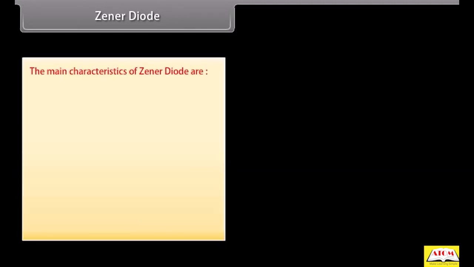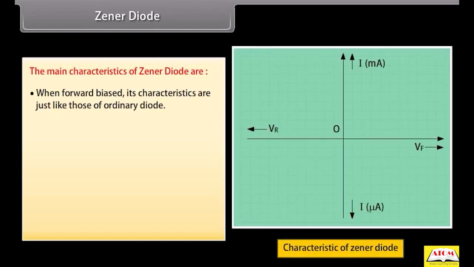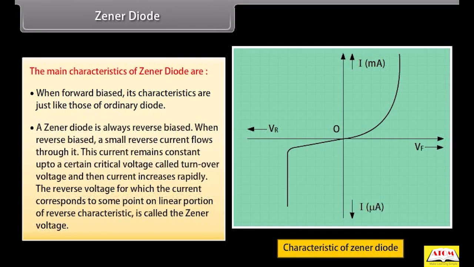The main characteristics of Zener diode are: when forward biased, its characteristics are just like those of an ordinary diode. A Zener diode is always reverse biased. When reverse biased, a small reverse current flows through it. This current remains constant up to a certain critical voltage called the turnover voltage, and then the current increases rapidly. The reverse voltage for which the current corresponds to some point on the linear portion of the reverse characteristic is called the Zener voltage.